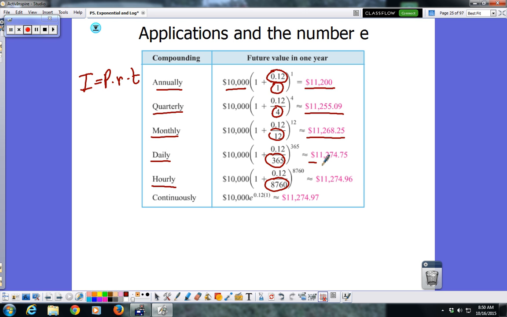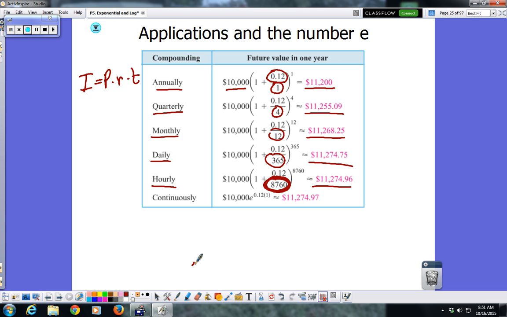11,200, and it gets a little bit bigger each time you compound interest. Well, what's happening here? This value is getting bigger and bigger and bigger. That, again, what I'm discussing now is the foundations for everything you're doing in calculus. As that number gets bigger and bigger and bigger, this other number approaches something. It gets closer and closer and closer to some value.